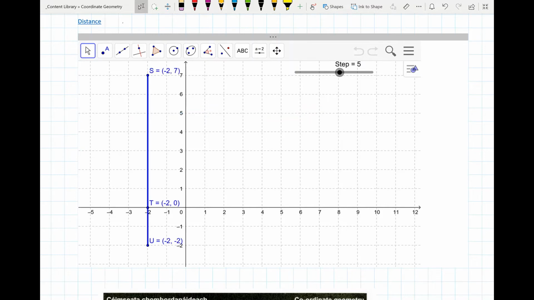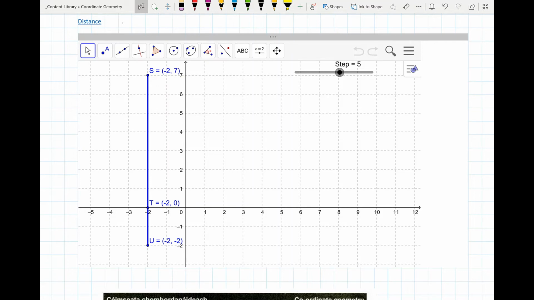U to T to S. Again, this one will be 9 units. Because if we're at -2, we have to add on 2 to go to 0, and then from 0 up to 7 is another 7 units. So we have 7 and 2. We've moved 9 units, or 9 boxes altogether.